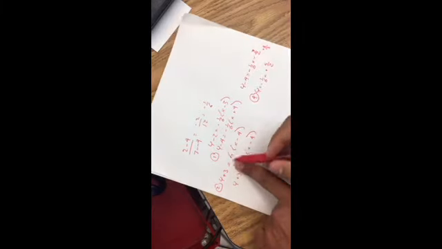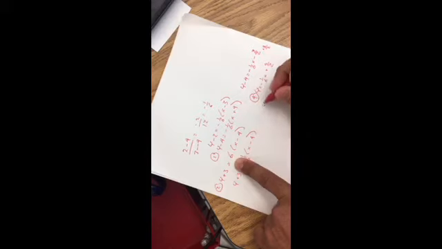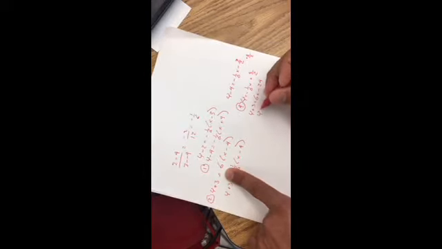I'm going to do the same thing here. I'm going to distribute number 2. y plus 3 equals 6x minus 24. I'm going to subtract the 3. y equals 6x minus 27. That's the answer to number 5.